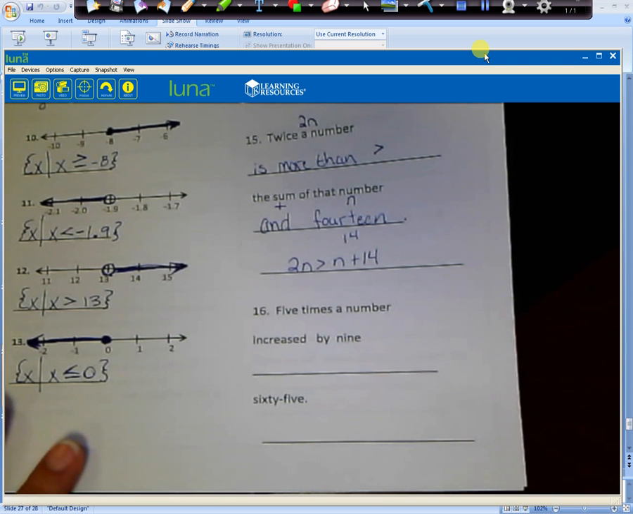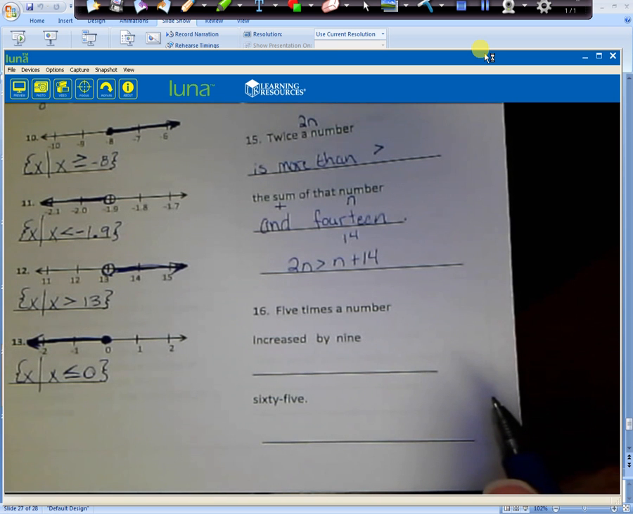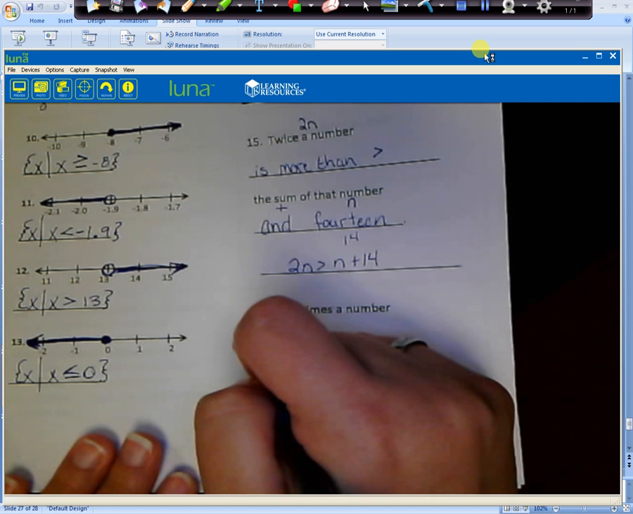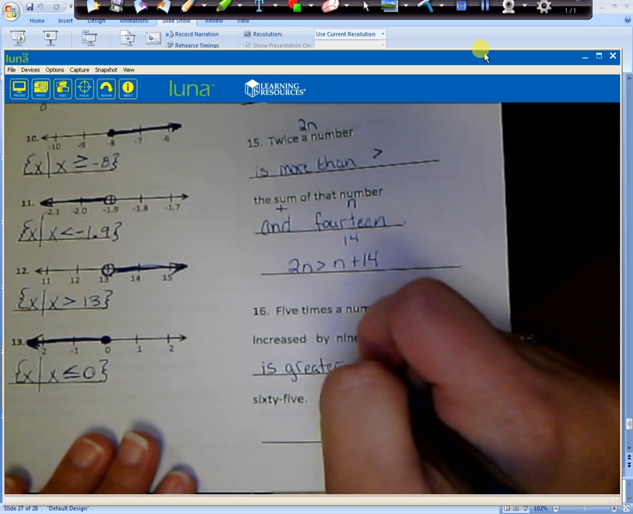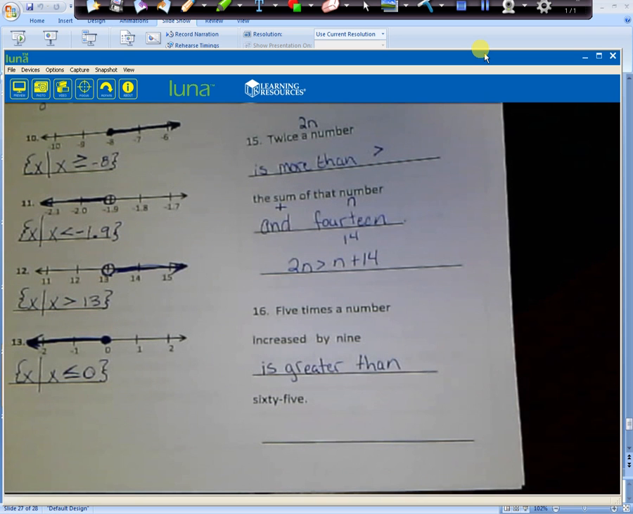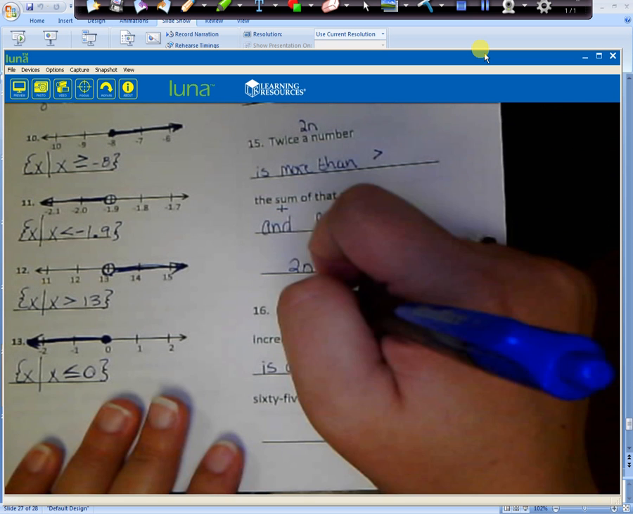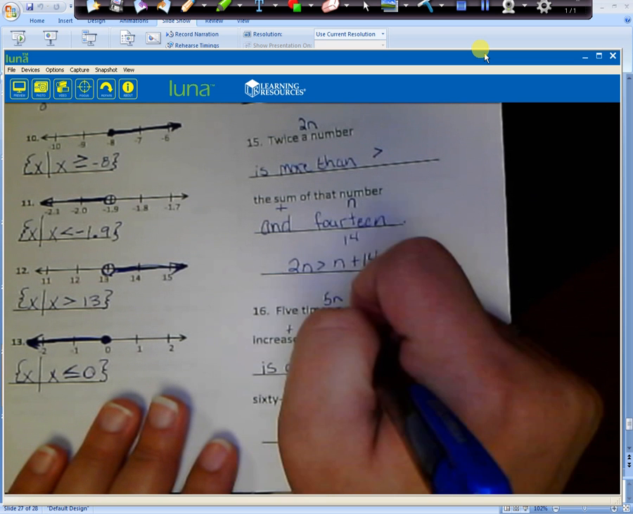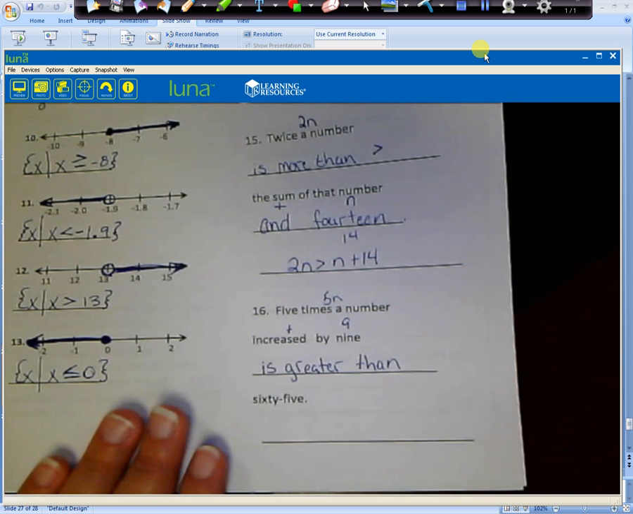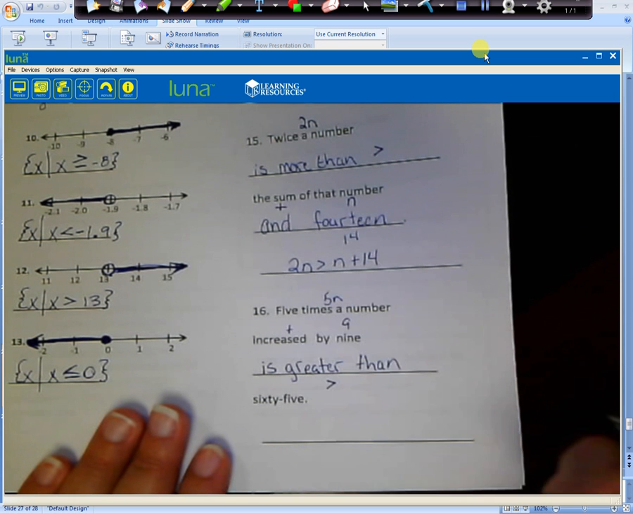Let's look at number 16. It says 5 times a number increased by 9 is greater than 65. So 5 times a number would be 5n, or 5x, or whatever variable you used. Increased by 9 means plus 9, is greater than is a greater than symbol, and then 65 is just that, the number 65.